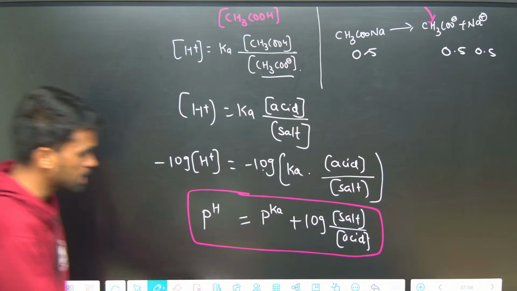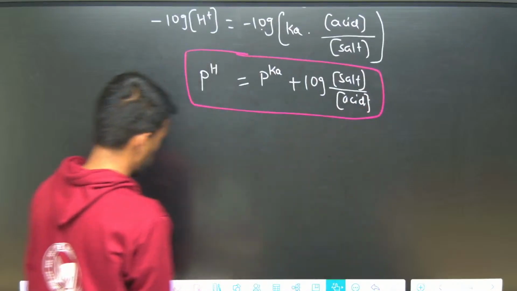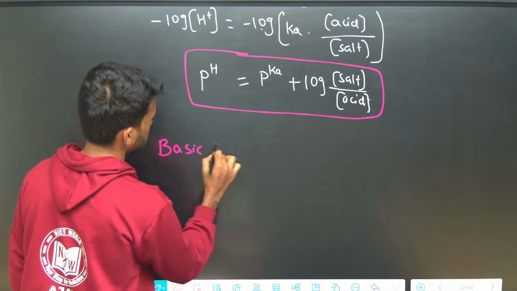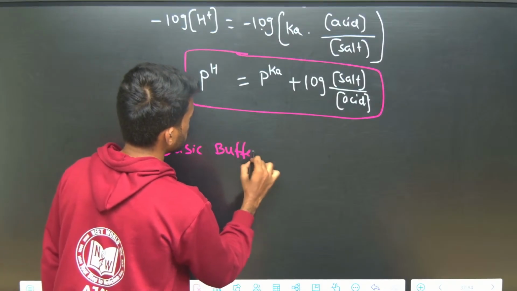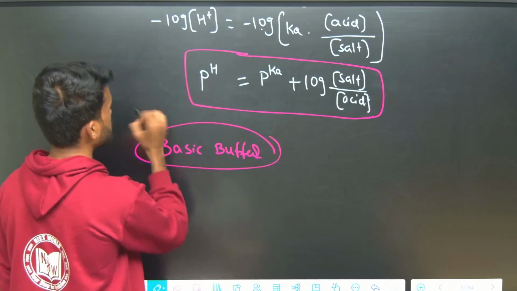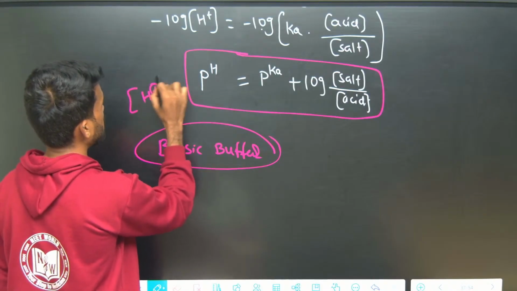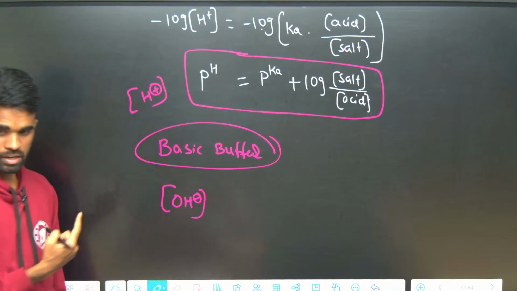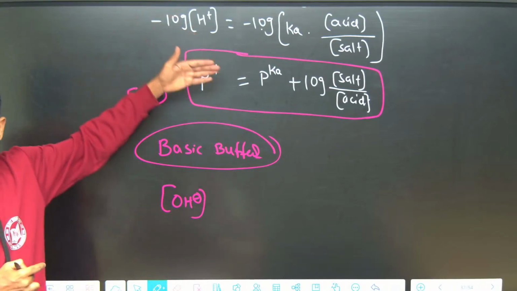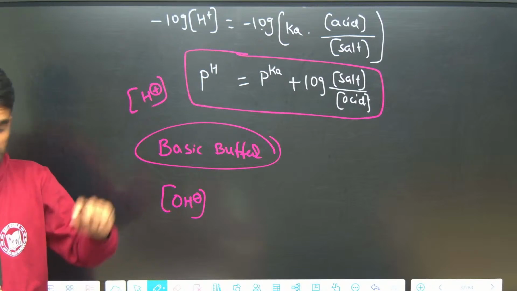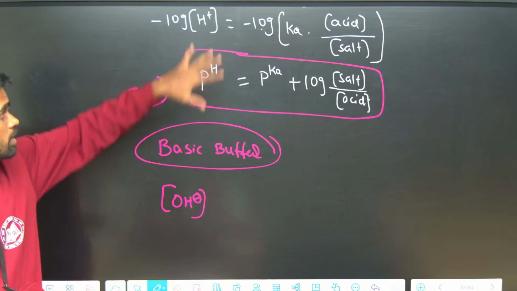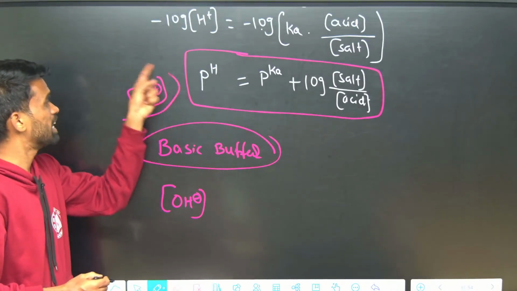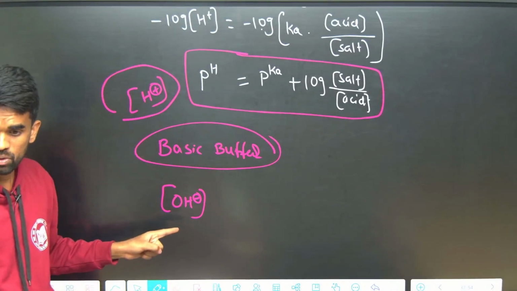Done. Similarly, what is the other combination I told you? Basic buffer. So in the case of an acidic buffer, what concentration did you get? H plus ion. In the case of a basic buffer, you will get OH minus. This derivation I will give you as homework, but the final output I will tell you here itself. See, previously we got the H plus ion concentration, here we will get OH minus.